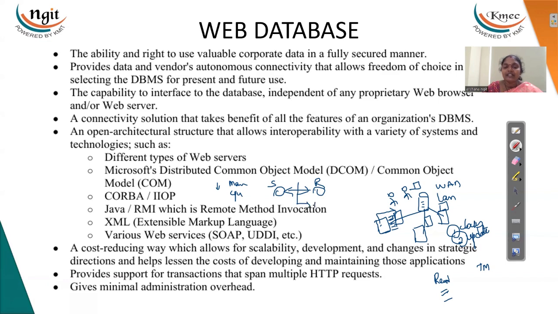To do that, we need middleware technologies. They are CORBA, Internet IIOP, and RMI, remote method invocation. XML is used when we want to communicate from one application to another where the design was totally different. For the exchange of data between any two different applications, we can use XML. And we have various other web services such as SOAP and UDDI. All these are middleware technologies which help us perform communication over web databases.